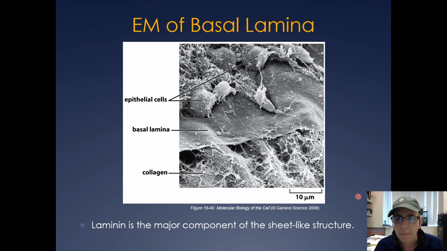Here's a nice EM, and you can see the basal lamina is this sheet, and then you have your epithelial cells, and in the extracellular matrix you have a lot of the collagen and things like that. So this is just an EM of the basal lamina.